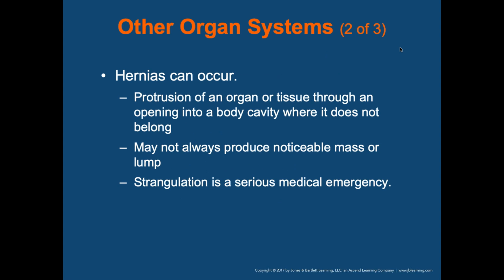They may not always produce noticeable masses or lumps, which is why you still need to palpate the abdomen. But if you have a strangulation hernia, that's a serious medical condition because that's when your intestines have come out and they've herniated and twisted to the point where they're losing blood flow, right? And this can cause significant pain. It can cause tissue death as well.